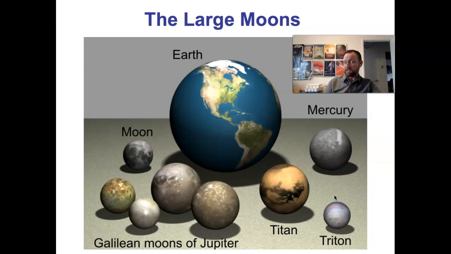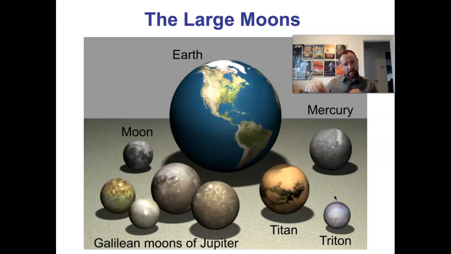Uranus doesn't have any big moons. Uranus has like a dozen moons, but none of them are that large, which is interesting. But there's a lot of weird things about Uranus. So, again, you can get the sense from this picture that each of the moons is a little different in their own ways. Each moon has a slightly different story to tell.